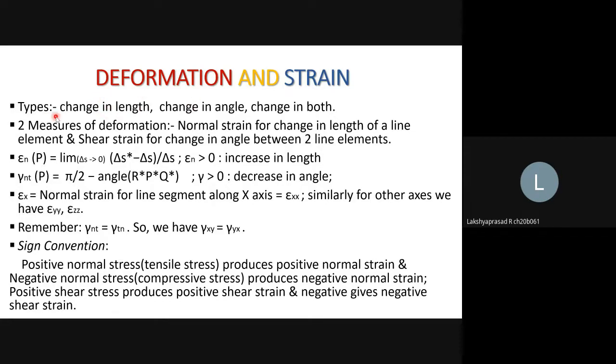There are two types of deformation. One is due to change in length, and the other is change in angle. Also, you can have change in both length and angle. And there are two measures of deformation: normal strain for change in length of a line element, and shear strain for the change in angle between two line elements. And all of this is written at a point, let's say a point P in the object.